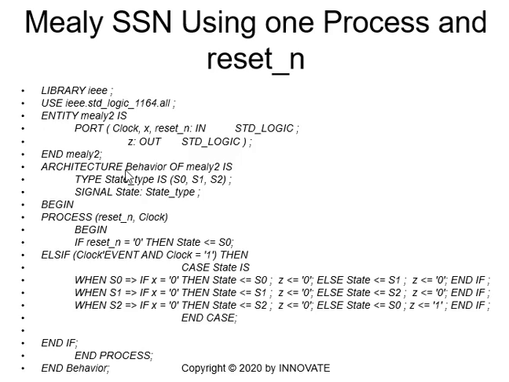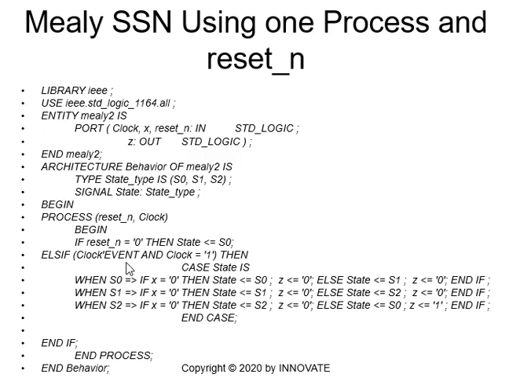In Mealy 2, architecture behavior of Mealy 2 is type state type is S0, S1, S2, signal state type, begin, process, sensitivity list, reset_n and clock. We begin. If reset_n is 0, then I will assign a 0 to the variable state.